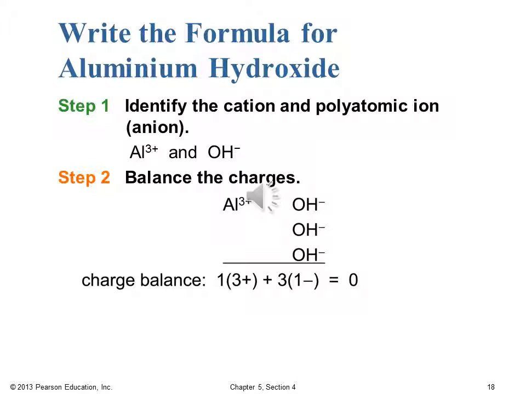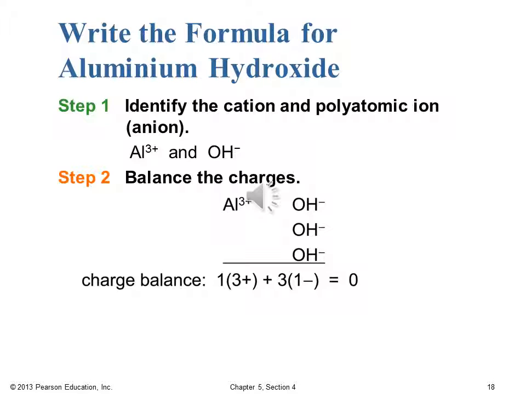So aluminum is the cation, Al3+, it's in group 3A or group 13, and forms a 3+ ion. And then OH- is the polyatomic hydroxide ion. Step number 2, we'll balance out those charges.